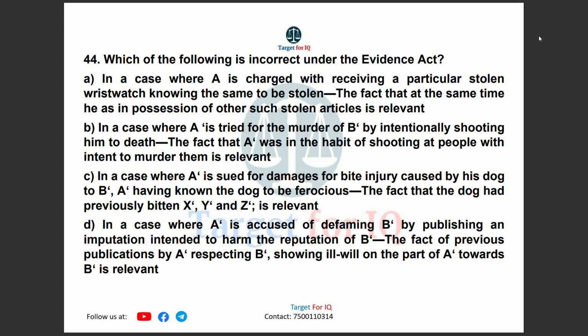Option D. In a case where A is accused of defaming B by publishing an imputation intended to harm the reputation of B, the fact of previous publications by A respecting B showing ill will on the part of A towards B is relevant. So we need to find the incorrect one among these four statements. The incorrect statement in question number 44 is option B. That is, in a case where A is tried for the murder of B by intentionally shooting him to death, the fact that A was in the habit of shooting at people with intent to murder them is relevant. So this is the incorrect one.